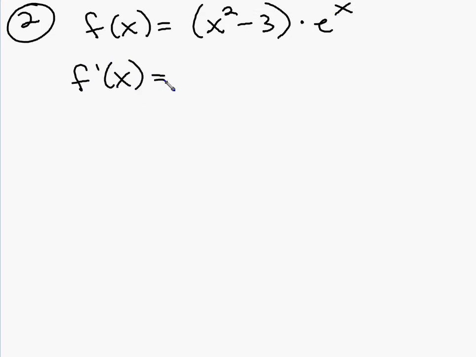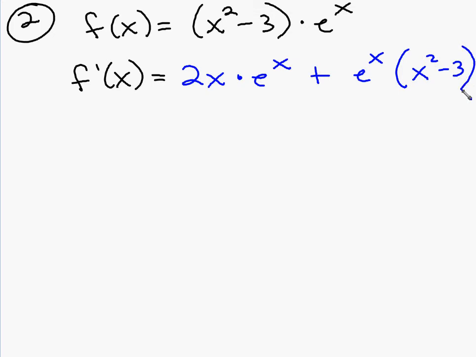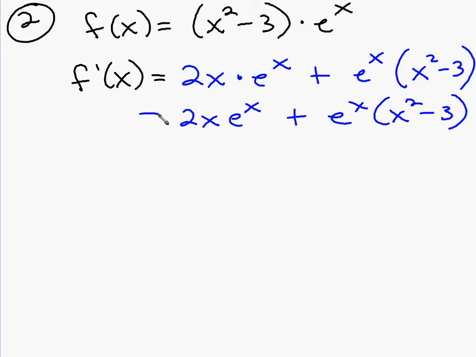Good. So the derivative of the first function is going to be 2x times the second function the way it is, plus the derivative of the second function, which is just e to the x, times the first function the way it is. Now, at this point, what we have is 2x e to the x plus e to the x times x squared minus 3. And we want to set that equal to 0.